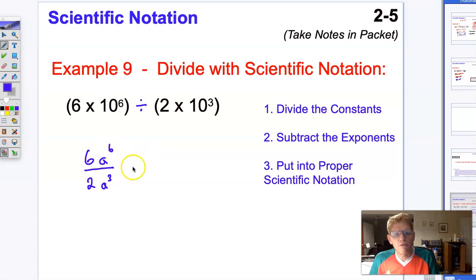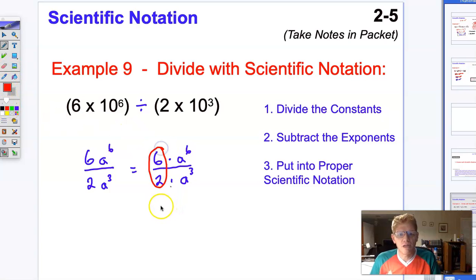Well, what could we do? Well, first of all, we'd recognize that this was 6 times a to the 6th. It's just two numbers being multiplied together. And this, of course, is 2 times a to the 3rd. And that allows us to group them a little bit more conveniently. So we take our 6 and our 2. We can divide those. And when we divide 6 by 2, we get 3.